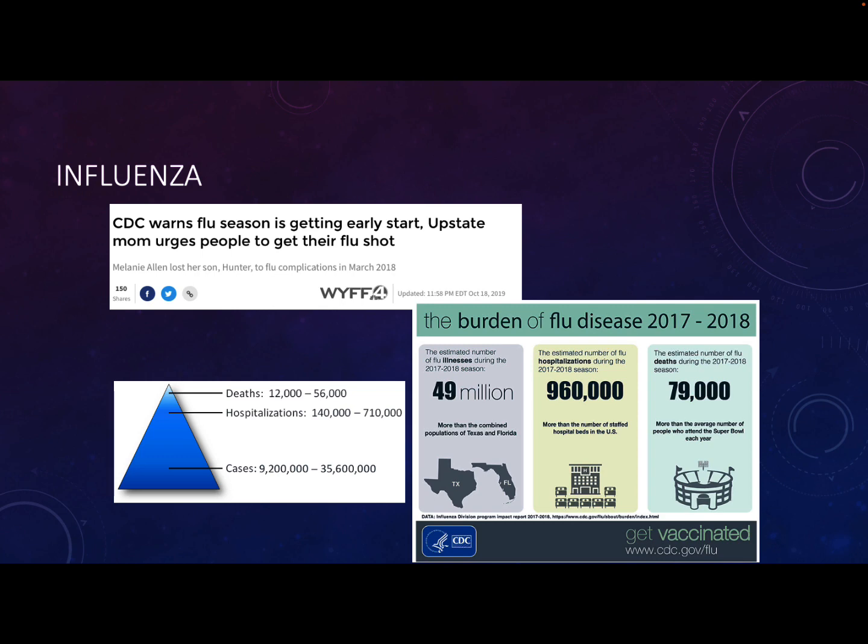Is the number of cases and hospitalizations just what was reported? Because obviously, you get the flu, you don't always go. Hospitalizations is generally pretty accurate. Cases is partially accurate, partially estimated. Okay.